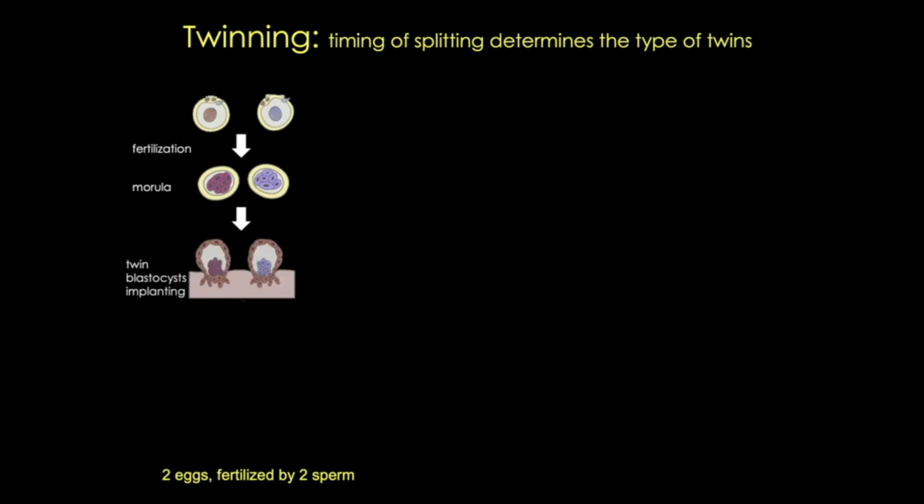Now here, oocytes are fertilized by two separate sperm, and each develops into a separate blastocyst, and the result is non-identical twins, each with their own placenta, chorion, and amniotic membranes.